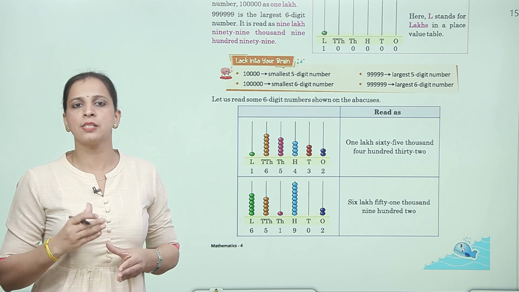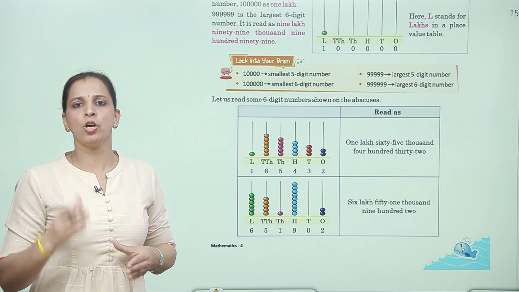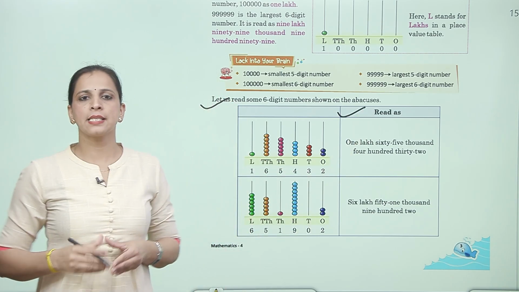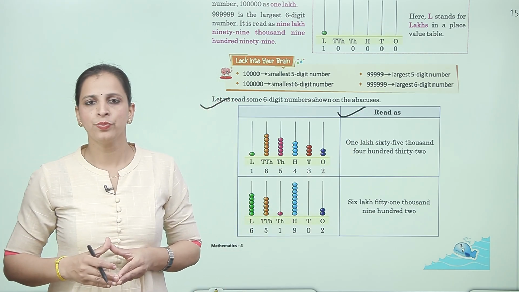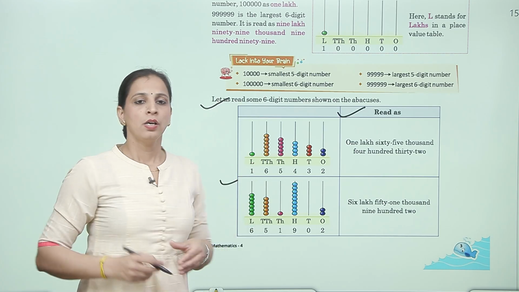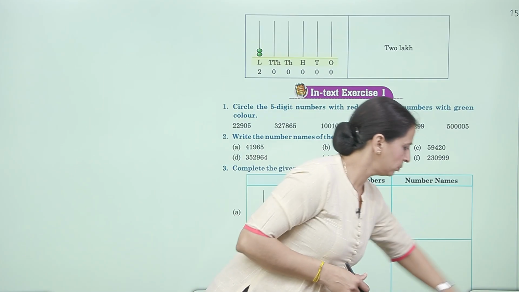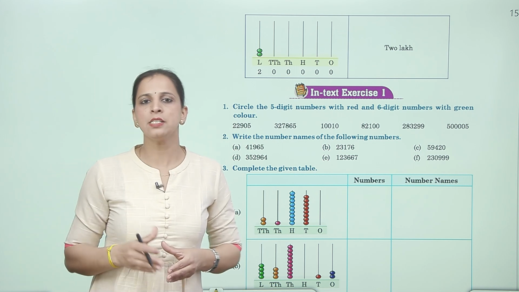Now, let us read some 6-digit numbers shown on the abacus. Read as 1,65,432. Next is 6,51,902. Now, next is 2 lakh.